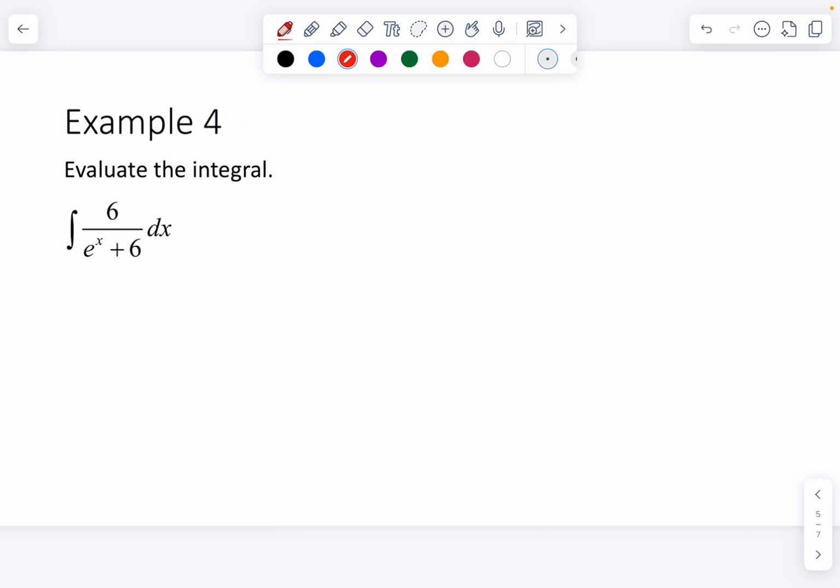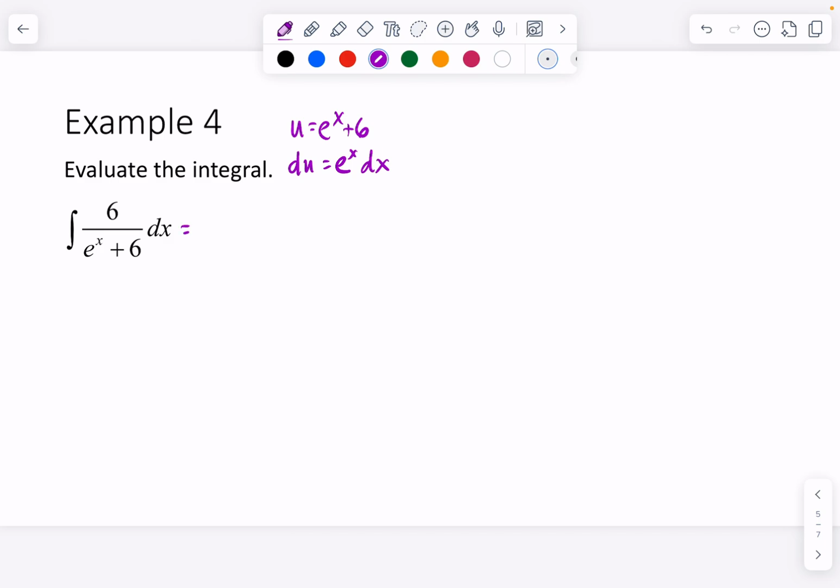Okay, example 4. Oh, this one's another good one. Oh, these are so good. I don't know why I've been scared to teach this for so many years. So for this one, my u substitution doesn't work. If I make the u what's in the denominator, then my du is equal to an e to the x dx. Well, I don't have that, but I can manipulate this. So let's look at how we can manipulate this.